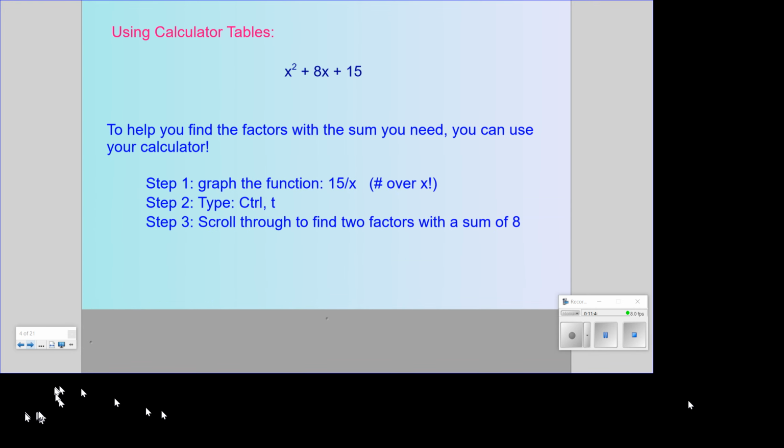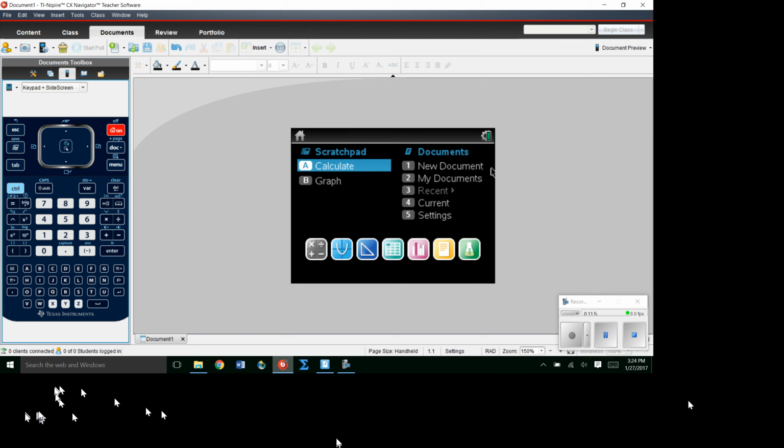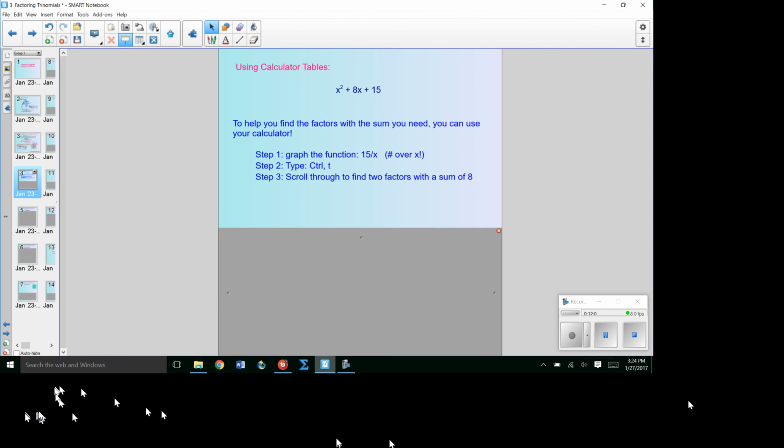Now I'm going to show you how to do this real quick so that you can use this as a tool anytime you're needing to find your list of factors. So let's say we didn't know which factors of 15 would add up to 8. What we could do is come over here to our calculator and go to your graph scratch pad. And so what we'll do is we'll always take the number we need the factors of, which should be the last term in your trinomial, in descending order. And we will graph a function where it's 15 over x.